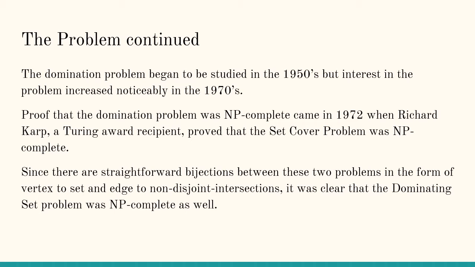The domination problem began to be studied in the 1950s, but interest in the problem increased noticeably in the 1970s. Proof that the domination problem was NP-complete came in 1972 when Richard Karp, a Turing Award recipient, proved that the set cover problem was NP-complete. Since there are straightforward bijections between these two problems in the form of vertex to set and edge to non-disjoint intersections, it was clear to Richard Karp that the dominating set problem was NP-complete as well.